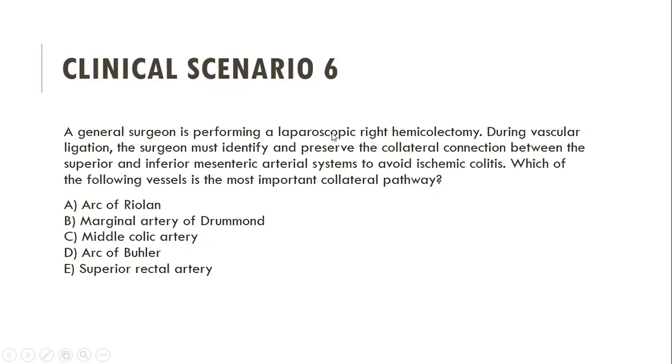A general surgeon is performing a laparoscopic right hemicolectomy. During vascular ligation, the surgeon must identify and preserve the collateral connection between the superior and inferior mesenteric arterial systems to avoid ischemic colitis. Which of the following is the most important collateral pathway? So, in the abdomen, you must be having the collateral pathway of the marginal artery of Drummond.